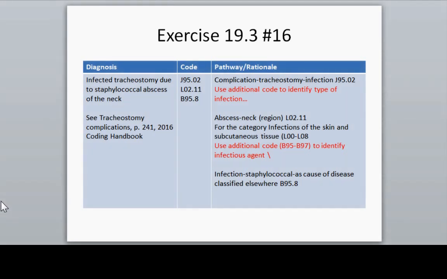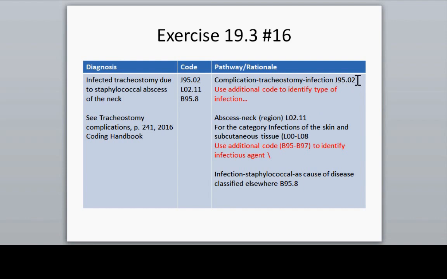19.3, number 16, an infected tracheostomy due to staphylococcal abscess of the neck. I have the page number here in the coding handbook because this one comes after some discussion about procedures. So I want to be sure you're not missing this, because this is a diagnosis code, not a procedure code. The tracheostomy would be a procedure code, but the complications related to the tracheostomy are diagnosis codes.